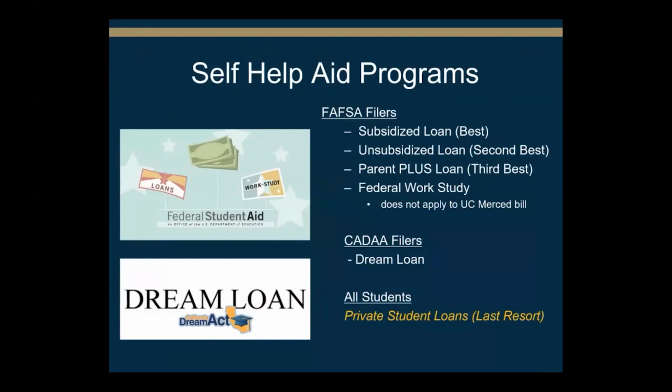So what are self-help aid programs? Self-help aid programs is money that will need to be repaid. So for our FAFSA filers, students are eligible for the subsidized loan, which is the best option, as that one does not accrue interest while you're in school, and the unsubsidized loan. That one is the second best option, as that one does accrue interest while you're in school. The repayment on these two student loans does not start until 6 months after you have graduated or fallen below half-time. The Parent PLUS loan is the third best option because this loan does accrue interest while the student is in school, and the repayment plan is not the same as the student.